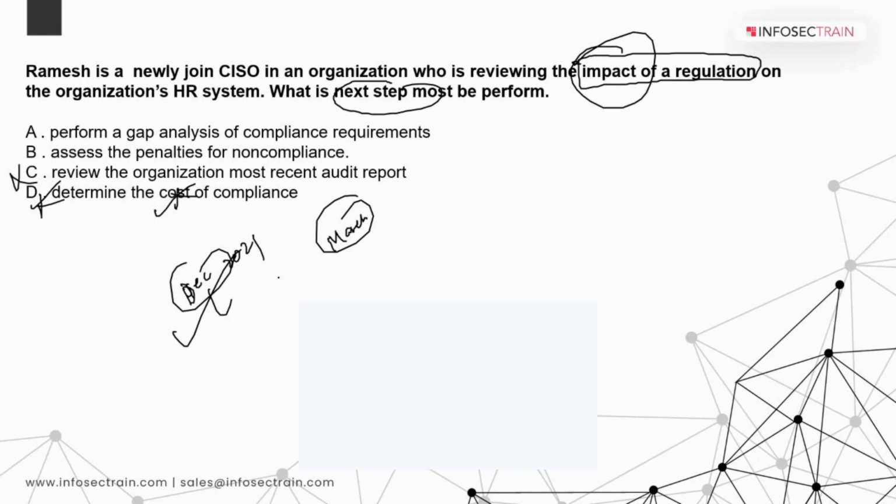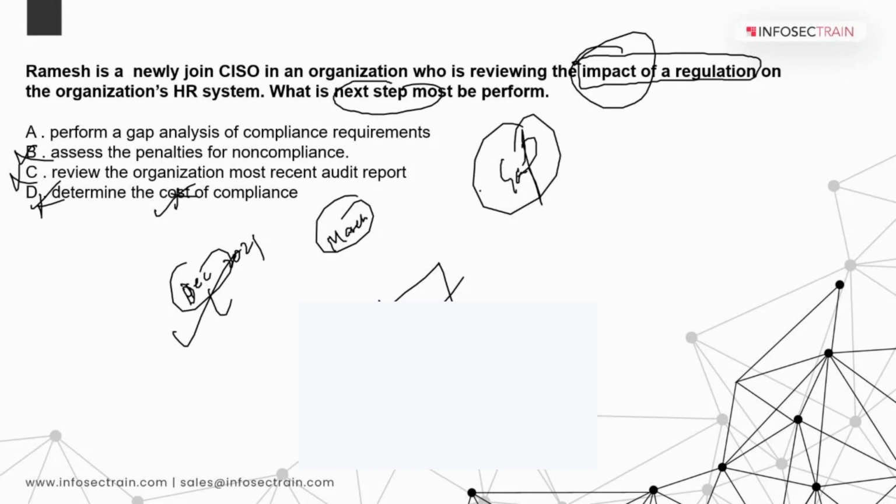When he does an assessment and identifies, okay, non-compliant 1, 2, 3, 4, so what is the cost? Then you can easily identify the penalty, right? So this one is out. So what will he do? He will do gap analysis. Now what is gap analysis? First you need to understand what gap analysis is.